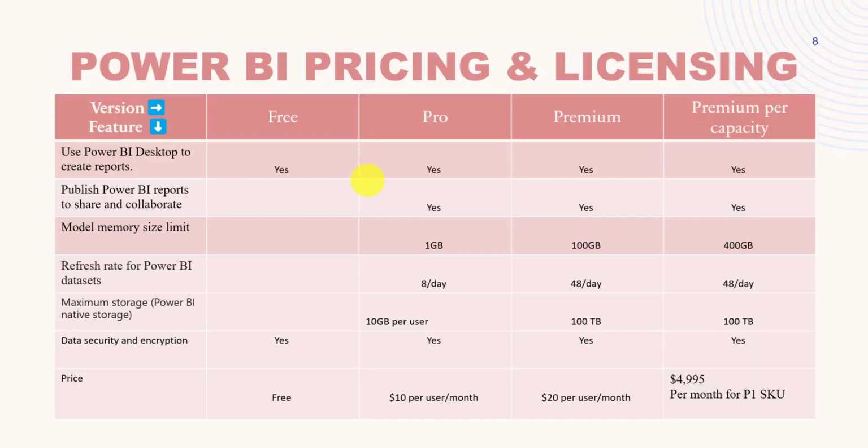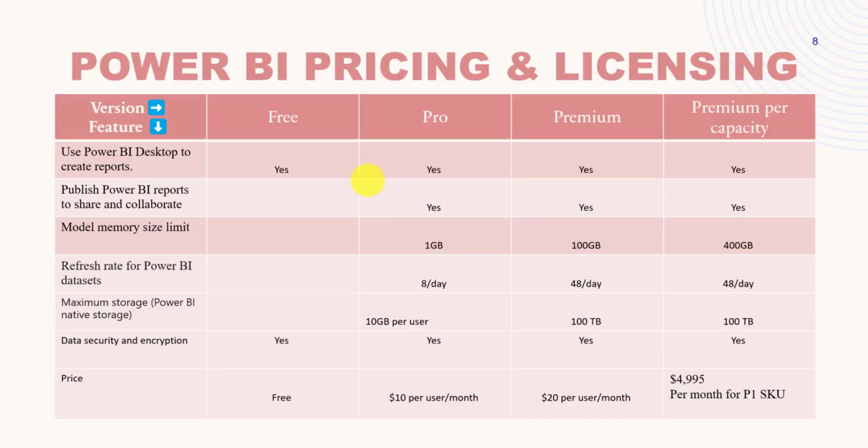Refresh rate for Power BI dataset: you can see 8 per day refresh you can do if you have a Pro license. In Premium license, we can do 48 per day refresh. Also in Premium per capacity, 48 per day. And the maximum storage, Power BI native storage: 100 GB per user, 100 TB for Premium license, and 100 TB for Premium per capacity also. Data security and encryption are available for all.